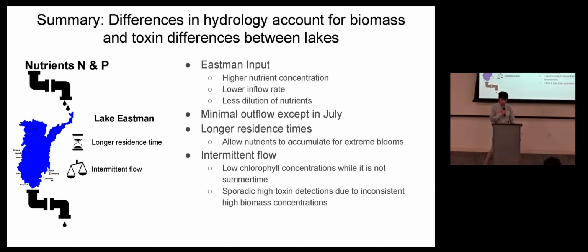And these two factors together create a longer residence time, which allows nutrients to accumulate and form extreme blooms. And then because of the intermittent flow, we see lower chlorophyll concentrations overall in summer. And so overall, because of low biomass and less nutrient dilution, Lake Eastman might favor less toxic dominant species. So there's less opportunity for high toxins and frequent toxin detections.